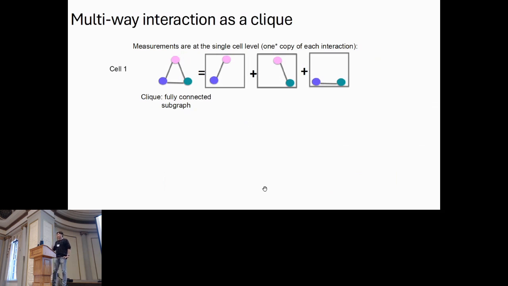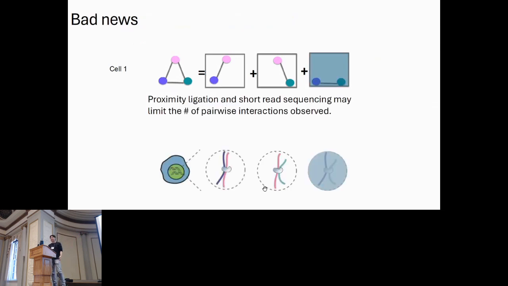To give you an insight into what we thought about, let's say I ask you if there's a multi-way interaction among this pink, purple, and green one. If you observe in 1 single cell that all 3 pairwise interactions are there, then in the noise-free, ideal setting, you can safely say this is a multi-way interaction. But the reality is not like that. Single-cell Hi-C and Hi-C are all proximity ligation based, and short-read sequencing may limit the number of pairwise interactions observed. Even if in truth there is a multi-way interaction, some pairwise interactions could be lost from the data.